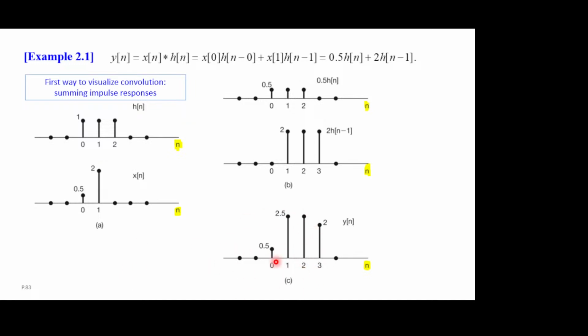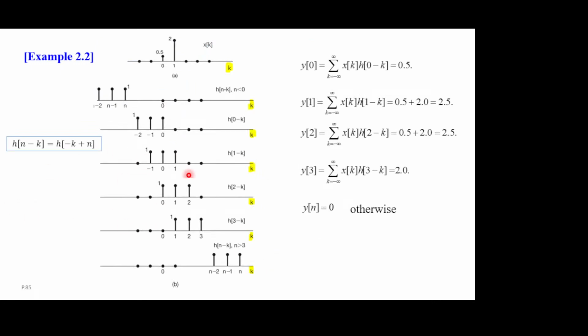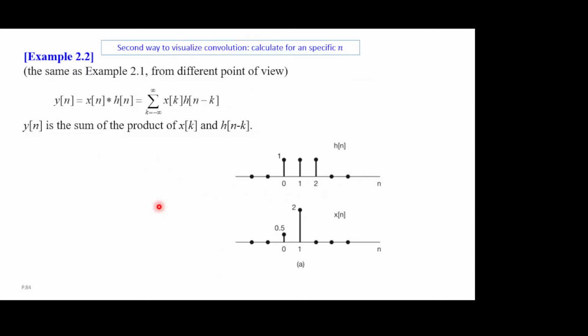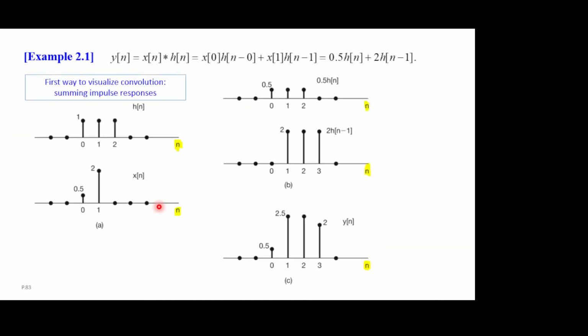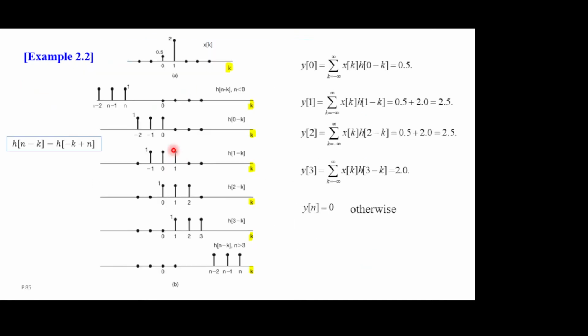But now at every point, if you have this view, you can have a faster visualization. So let's say n equal to 2, then you can just draw this and see the overlap with x of k, then you multiply together and sum over. Okay. To not confuse yourself too much, remember in the first view we are plotting against n, and in the second view we are plotting against k. That's the difference. Any questions so far?